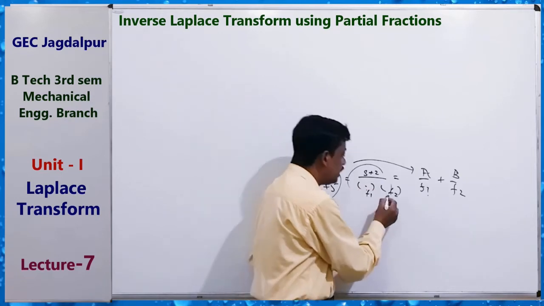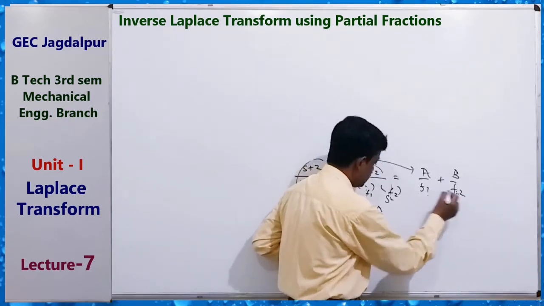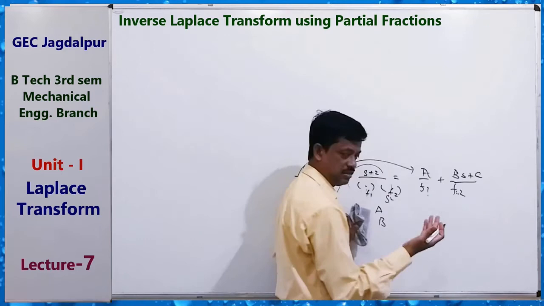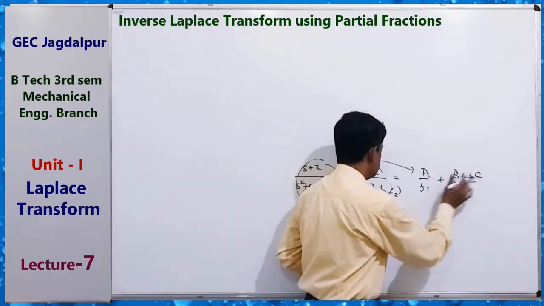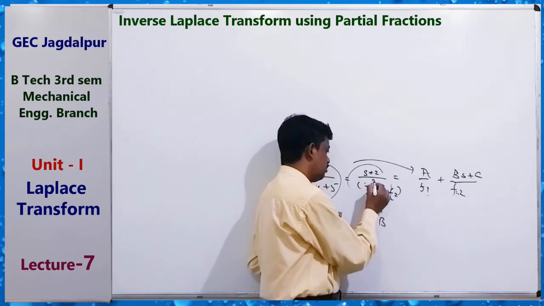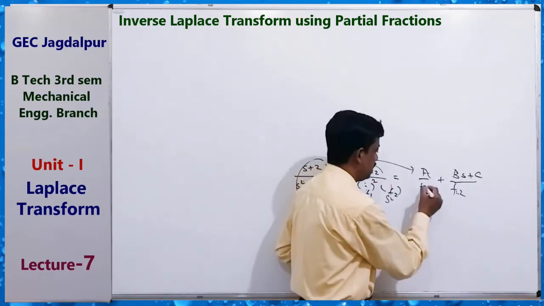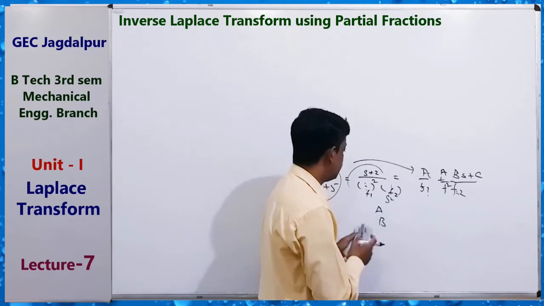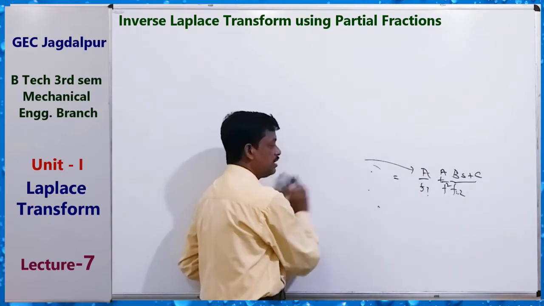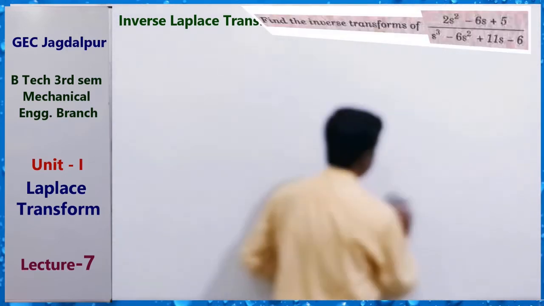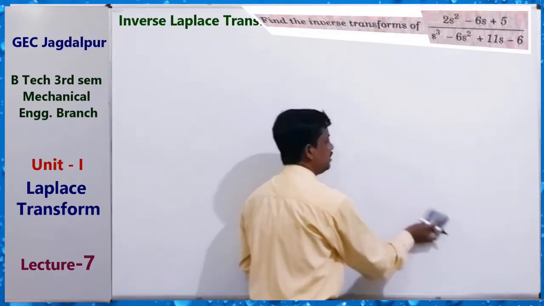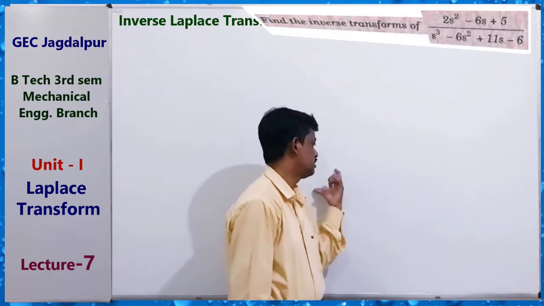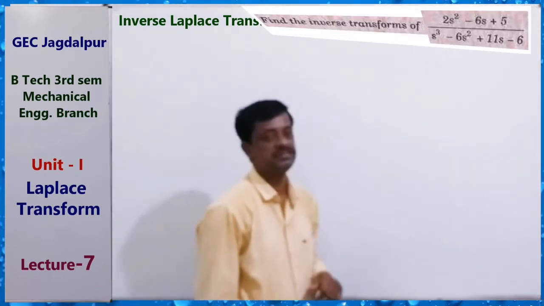If there is a second degree factor f2, then we write bs plus c over it. If f1 is a repeated factor with a power, then we write it two times: a by f1 plus a by f1 square, etc. Finally, by multiplying and comparing the coefficients of s, we will find the coefficients, and putting in their values, the rational function will be expressed as a partial fraction.